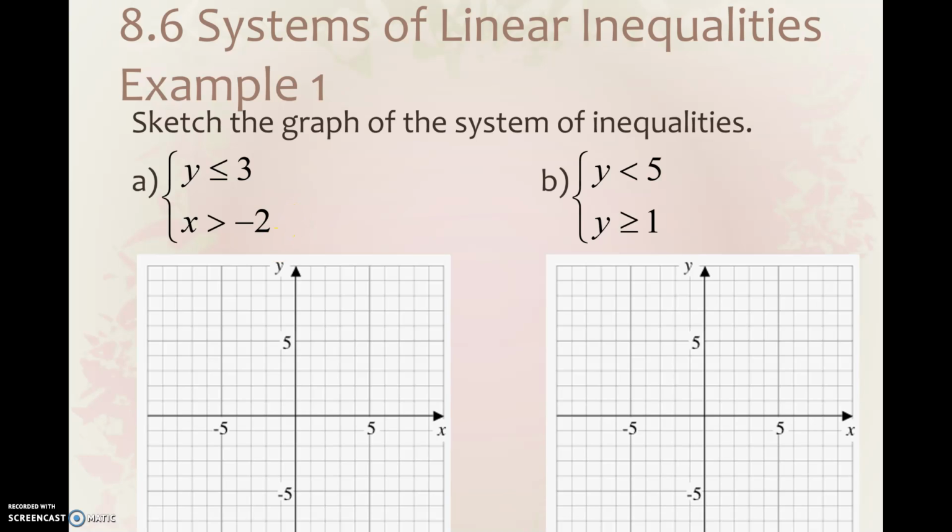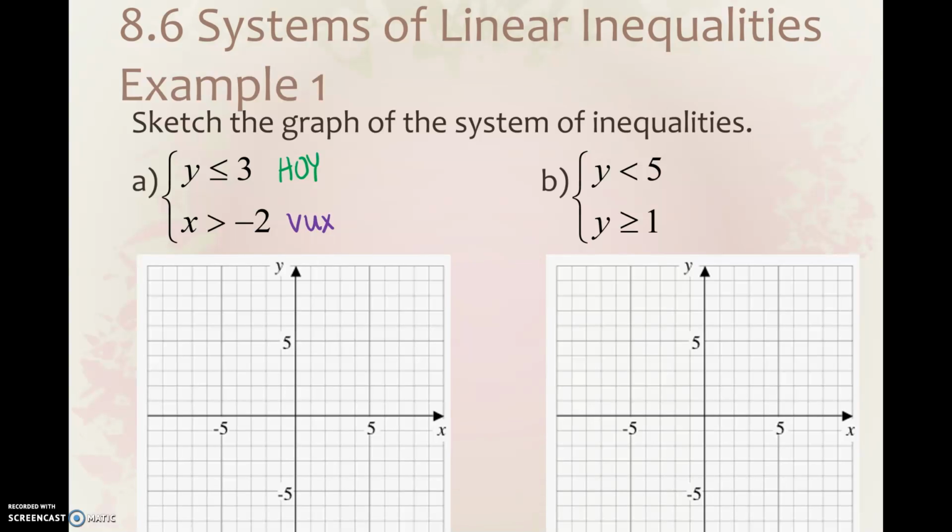Oh, I need a different color pen. Sorry. Vux means vertical line, undefined slope, x equals. So x is greater than -2. That is a vertical line. The y is less than or equal to 3. That is a Hoy. H for horizontal, 0 slope, y equals.